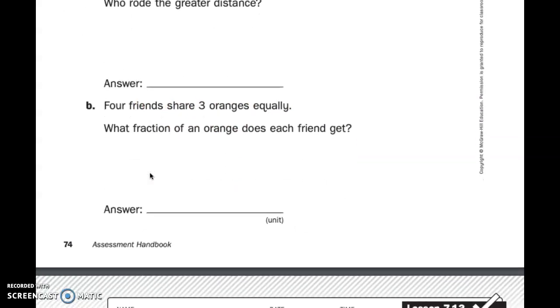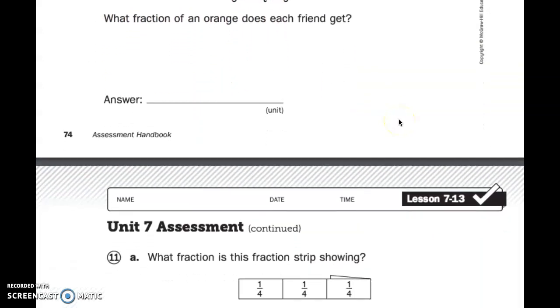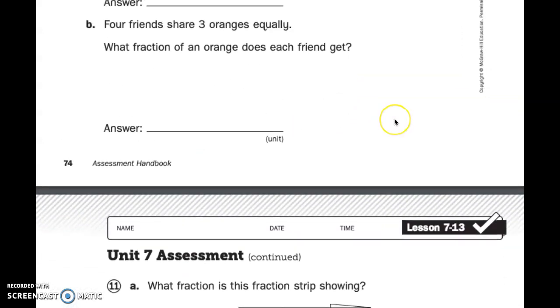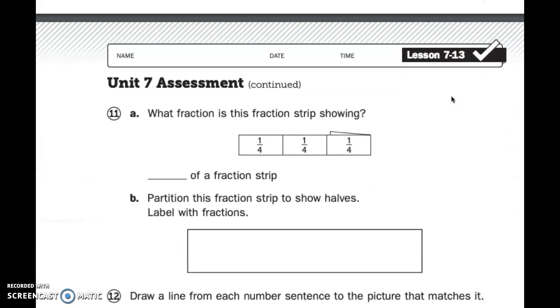And B is 4 friends, so we know how many friends, share 3 oranges equally. What fraction of an orange does each friend get? So think about how 4 friends can share 3 oranges. How would you show that, and what fraction do they get?